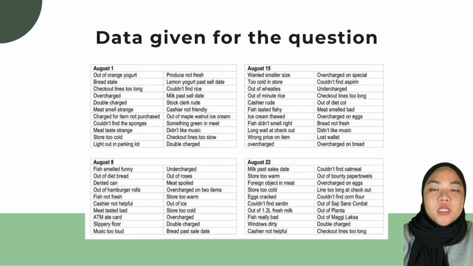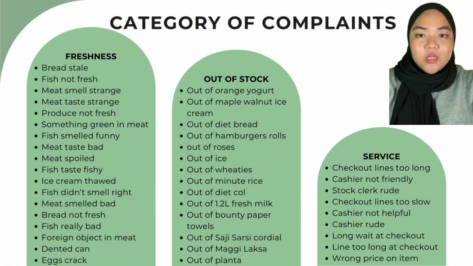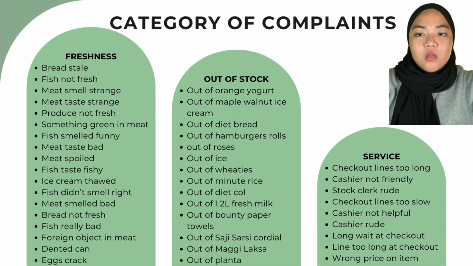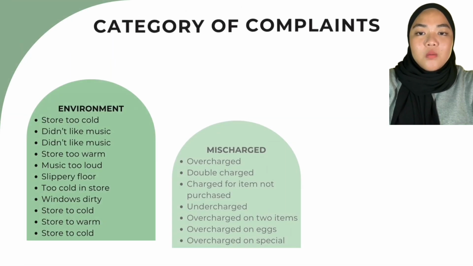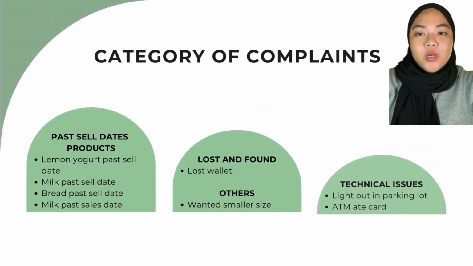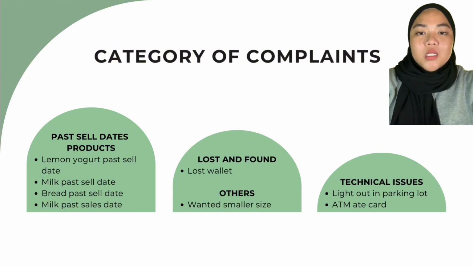Next, this is the data given for the question. From the question, we have categorized all the complaints into several categories. Here is the list of the categories: freshness, out of stock, service, environment, mischarge, lack of signage, parcel dates product, lost and found, others, and lastly technical issue.